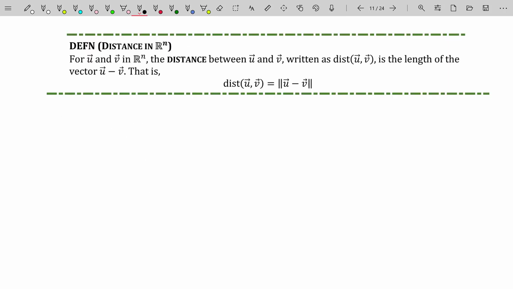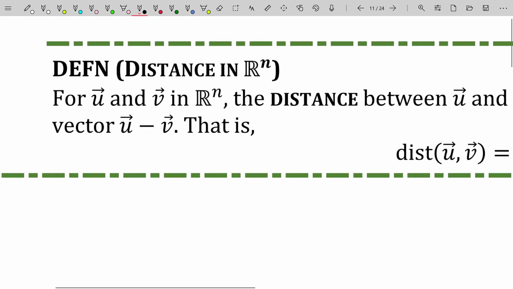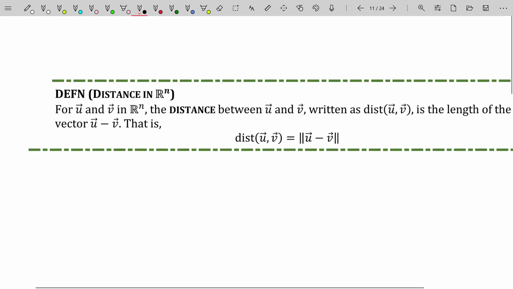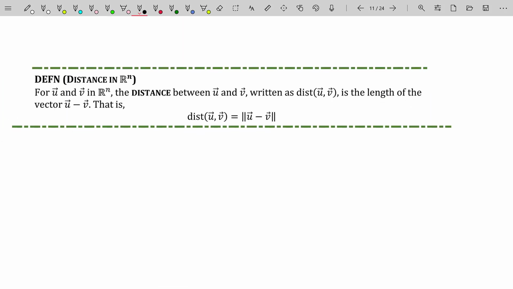Now, when you're talking about lengths or magnitudes of vectors in Rn, you can't get away from the conversation about distance. That's going to be a requirement when we move into the next video, so we might as well introduce it here. For vectors u and v in Rn, the distance between those two vectors, written as distance(u, v), is the length of the vector u minus v. That is, whenever you see this notation, it is the same thing as saying, what is the magnitude of u minus v? It's the length of that vector u minus v.